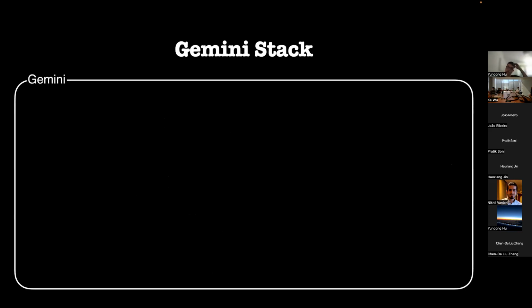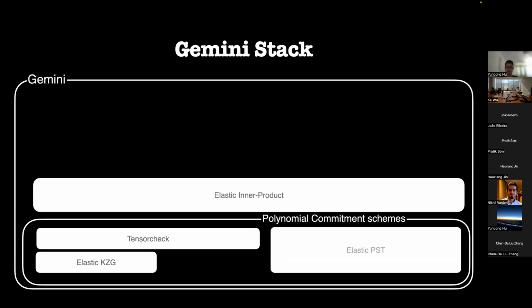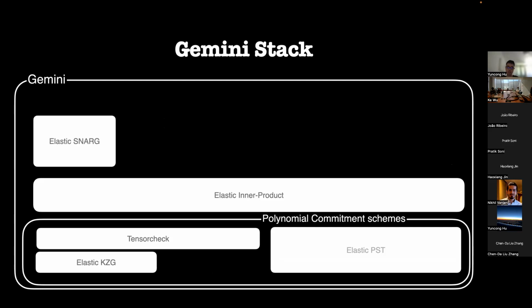Okay, so finally, I just give an overview of the Gemini stack. At the bottom, we have the polynomial commitment scheme. It can be either univariate using the KZG and Tensorcheck, or multivariate like PST. In the middle, we build an elastic inner product. And actually, with these components, we are already able to build a non-preprocessing succinct argument.